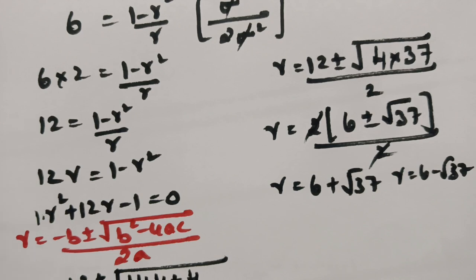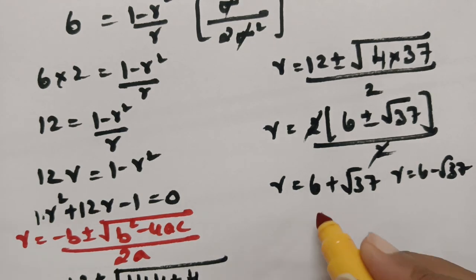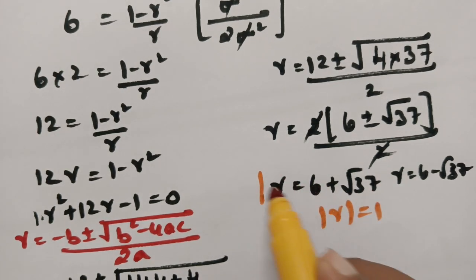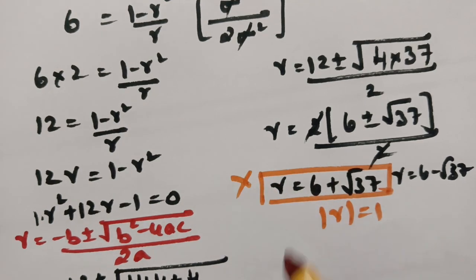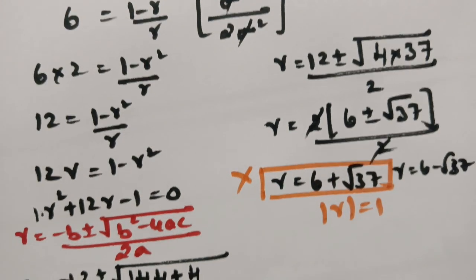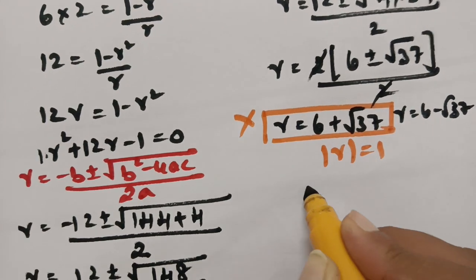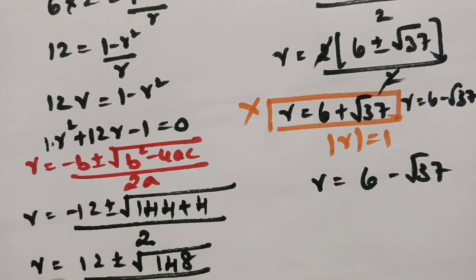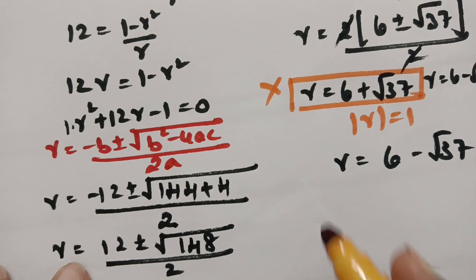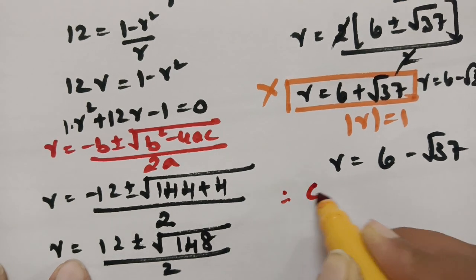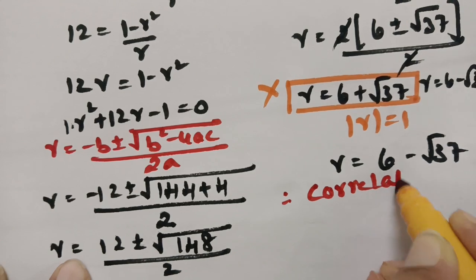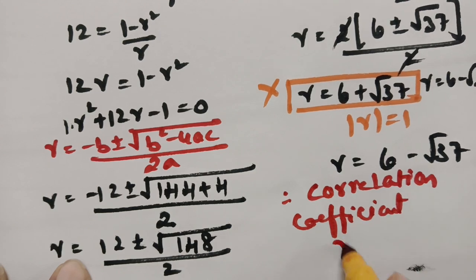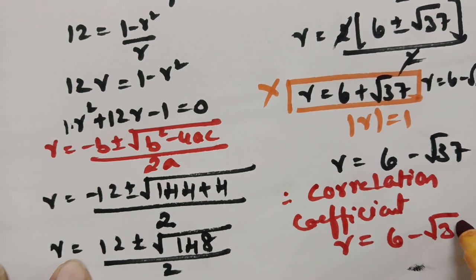As you know that the modulus of the r value ranges from plus 1 to minus 1. So this is exceeding 1. This value is exceeding 1, therefore we shouldn't consider this one, and we have to consider this one, so r value is equal to 6 minus root 37. Therefore the value of the correlation quotient r is equal to 6 minus root 37.